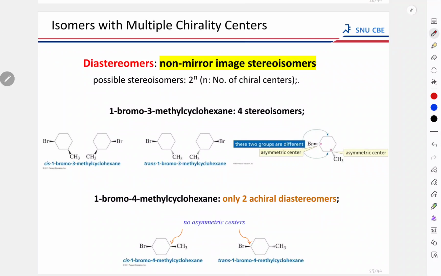So you can imagine you have a general structure like this, in which you can identify two asymmetric centers. So the maximum possible number of stereoisomers in this case is 4. In this case, no meso compound is identified, so you will get 4 different stereoisomers.